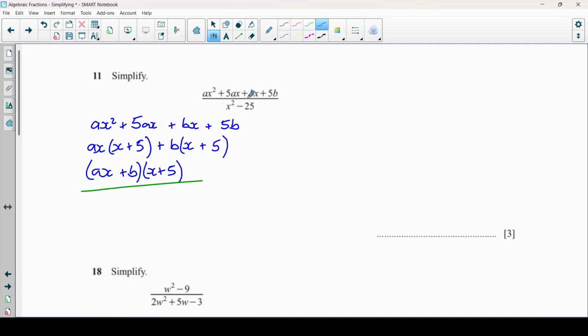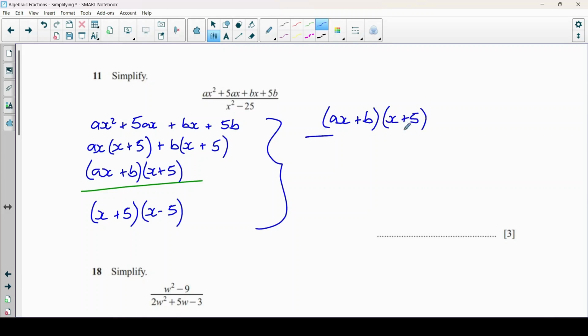And the bottom, x squared minus 25, well that's the difference of two squares, that's x plus 5, x minus 5. Let's put that as one fraction. Ax plus b, x plus 5, all over x plus 5, x minus 5. I can divide top and bottom by x plus 5, leaving us with ax plus b over x minus 5.